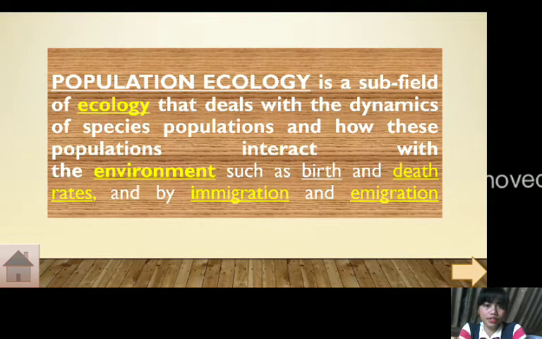Next is population ecology. So here is population ecology. It is a subfield of ecology that deals with the dynamics of species populations and how these populations interact with the environment, such as birth and death rates, and by immigration and emigration.